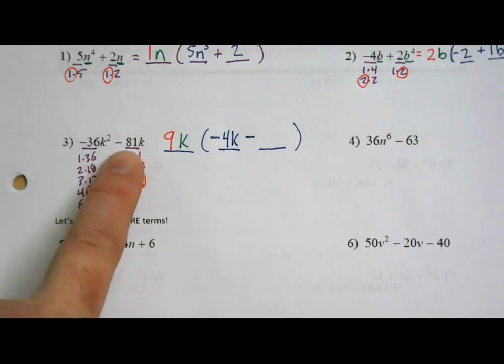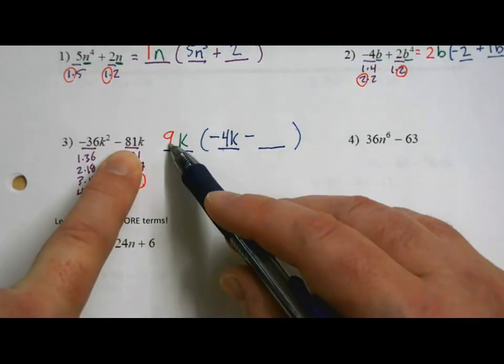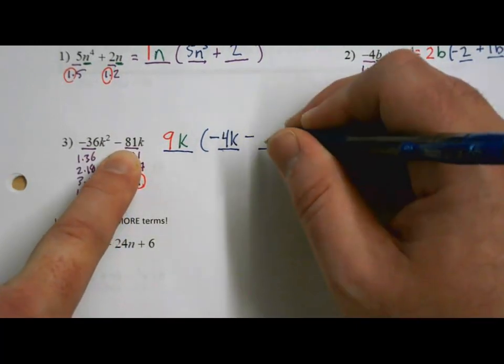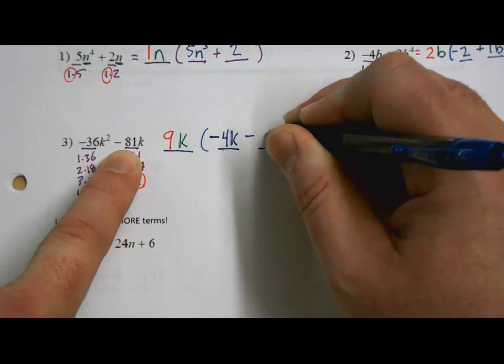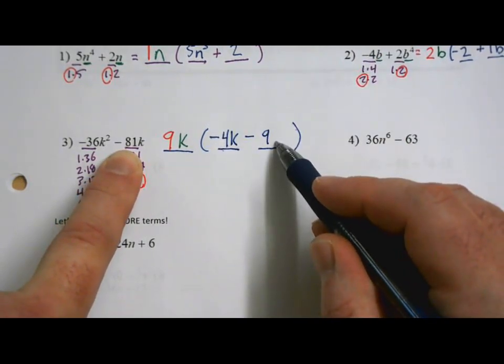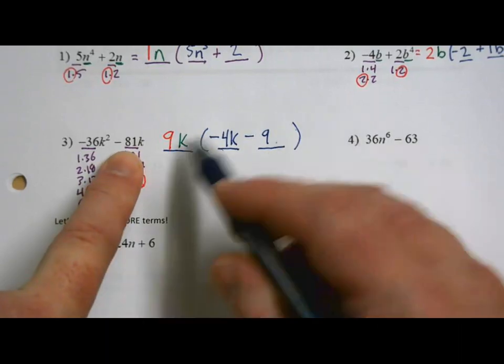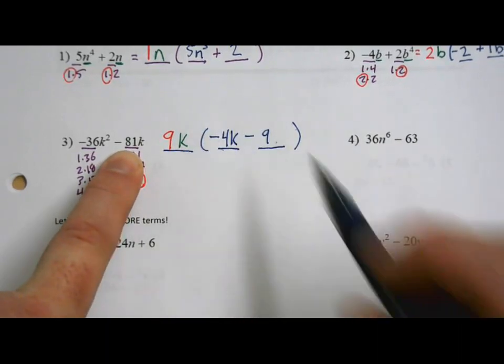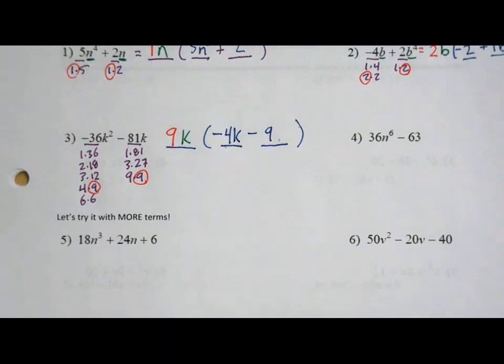All right, and then we need an 81. We got to multiply 9 times something to get 81. What multiplies by 9 to get 81? 9. Do I need any more k's in this term? I only need 1 k. I'm already getting that from the one that's multiplying on the outside, so that's enough. So that's going to be it. Try this next one on your own.